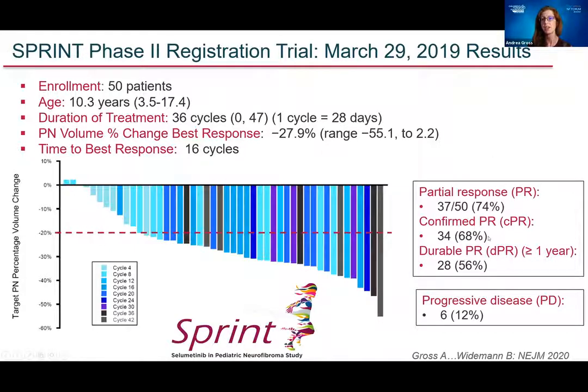in about nearly 70% of patients, 34 of the 50 patients had what we call the confirmed partial response, which meant more than 20% shrinkage of their tumor from baseline, and that most of these responses, over 50%, were durable or lasting more than 1 year. But again, at the time of this publication, 29 subjects still remained on treatment.